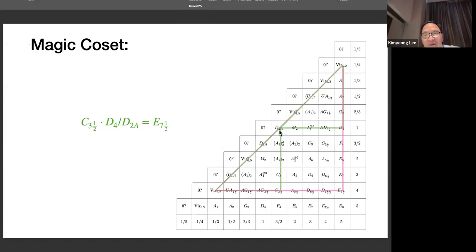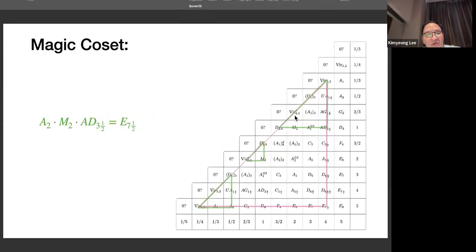Now, in this case, we have D2A appearing twice. If I make a C3.5 with D4, then I have to divide out the double appearance of D2A. So we make a product divided by D2A, then we get an E7.5. So that will be a more general version of the magic quotient relations. Now, in this case, we have 3 series product, there are 3 series combined into A2 and 2 series combined into M2, and then these series combined into D3.5. Then all together they combine to E7.5. So that will be another relation.